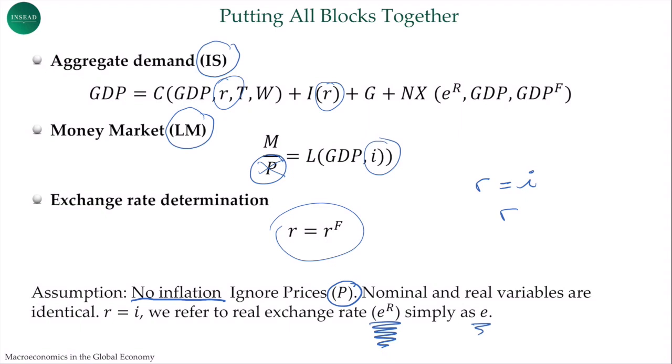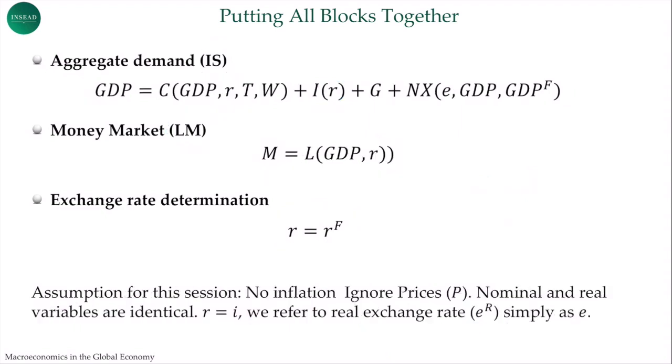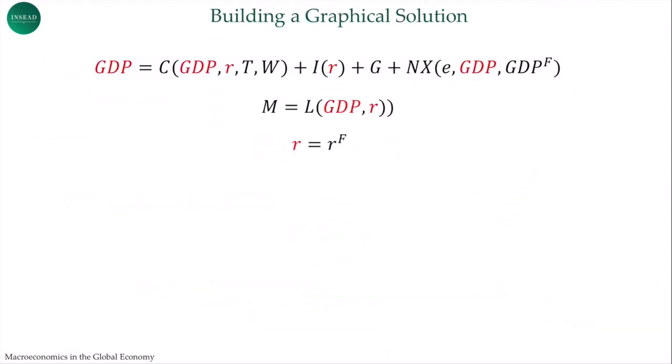If we replace all those letters with the new letters, we have the three blocks, no more prices, no more real versus nominal variables. Now what comes next is, let's solve the model. We're going to do that graphically. So we're going to take our three equations and we're going to represent them graphically.